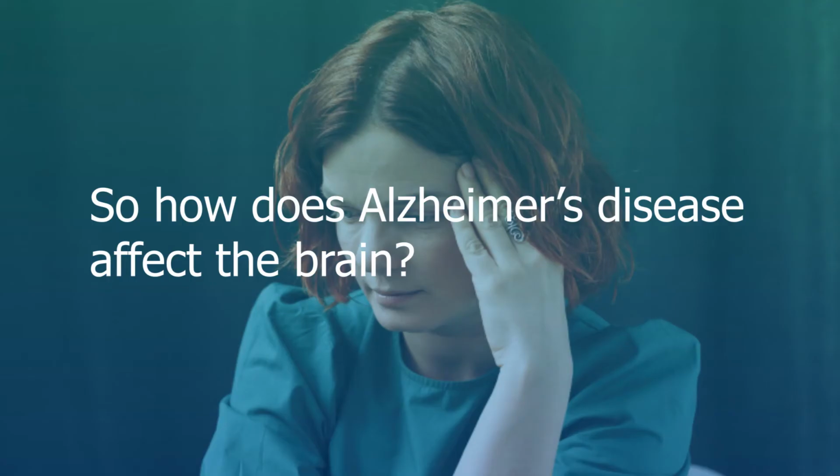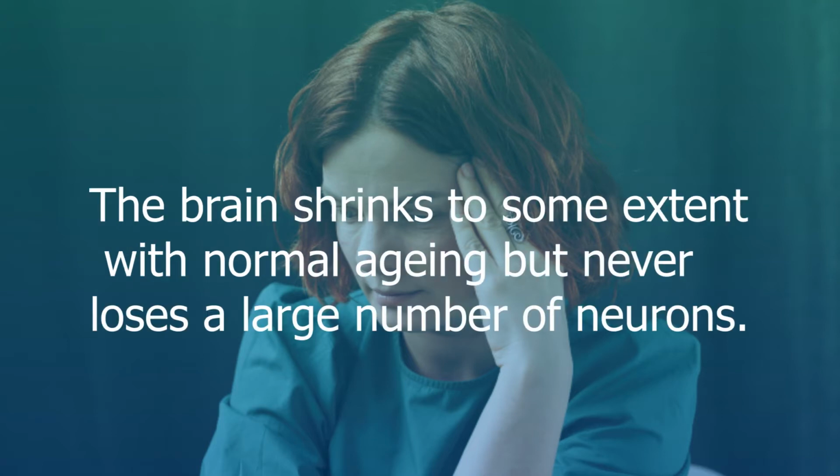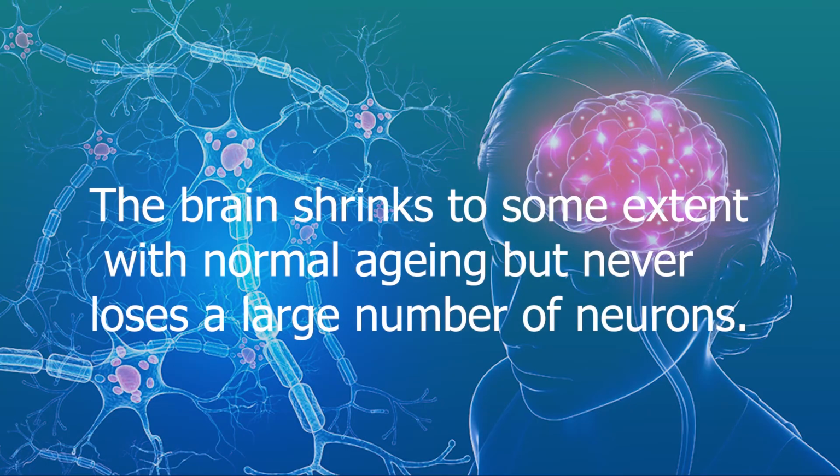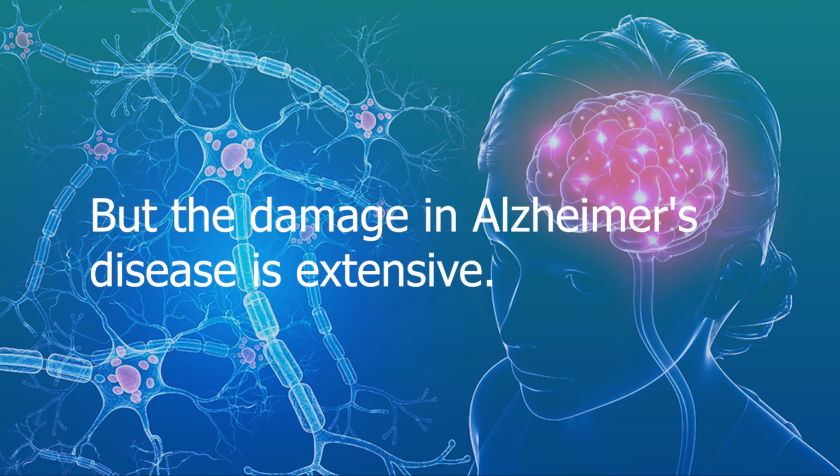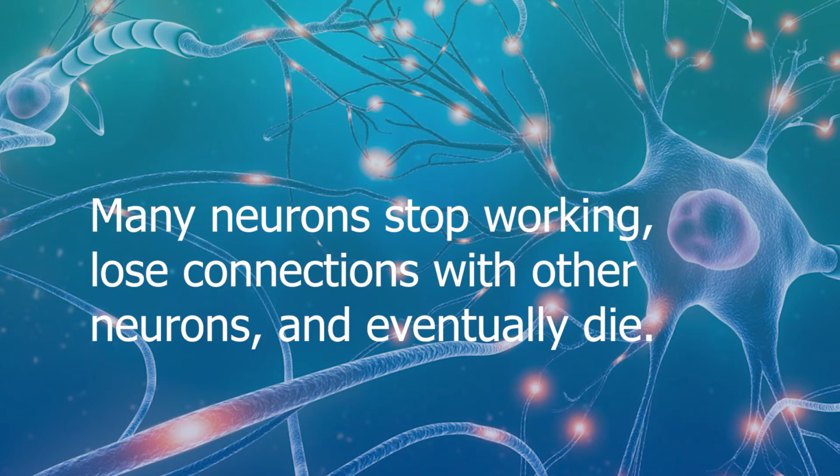So how does Alzheimer's disease affect the brain? The brain shrinks to some extent with normal aging but never loses a large number of neurons. But the damage in Alzheimer's disease is extensive. Many neurons stop working, lose connections with other neurons, and eventually die.